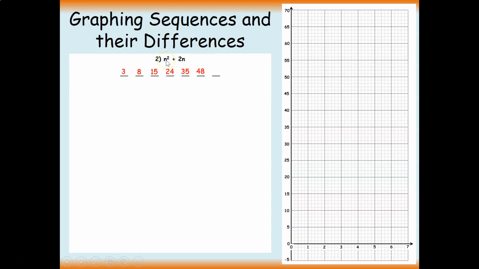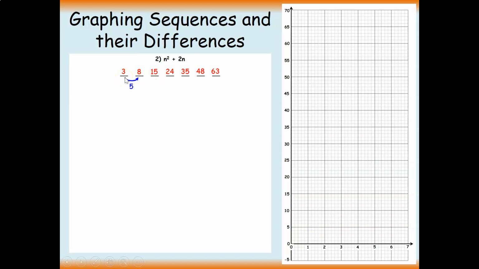If n is 6, 6 squared plus 2 times 6 is 48. And if n is 7, 7 squared plus 2 times 7 is 63. Now let's plot these points. So first term means 1, 3. But first, let's have the differences.